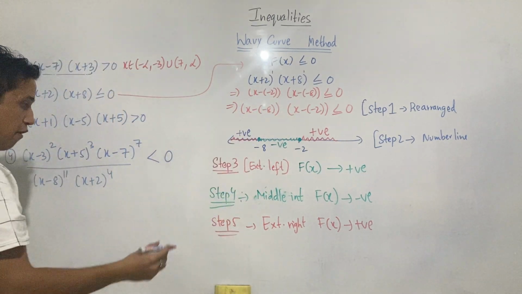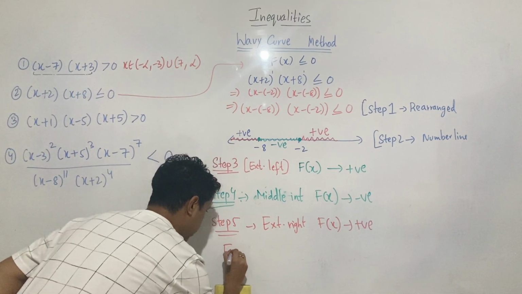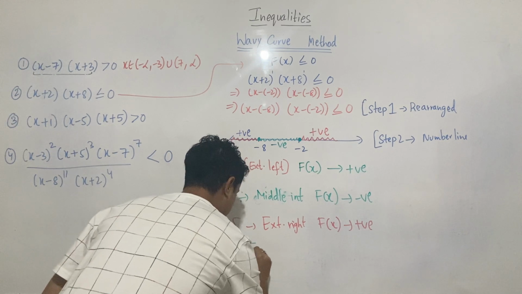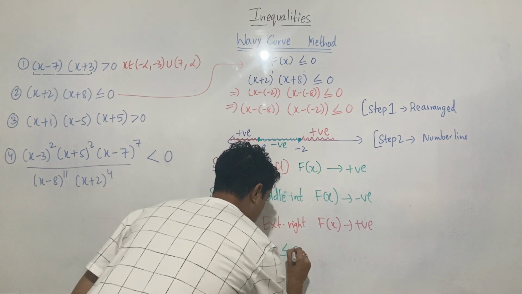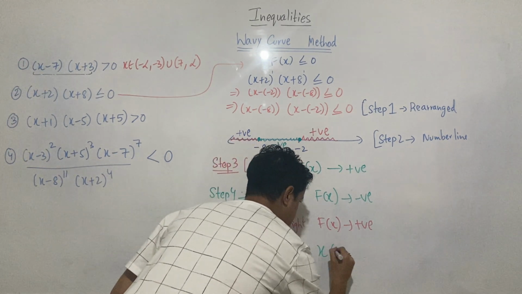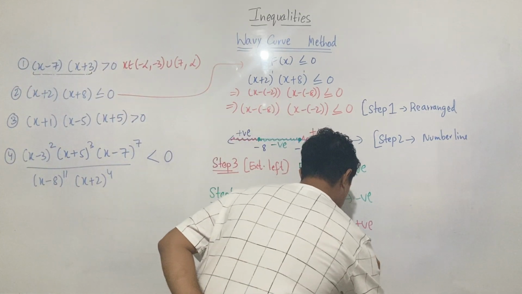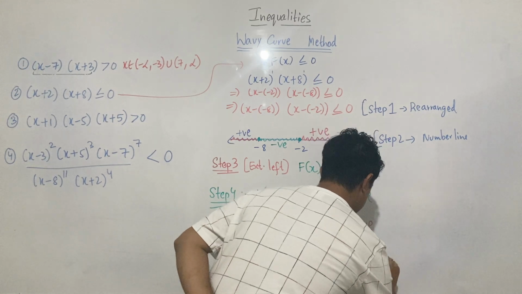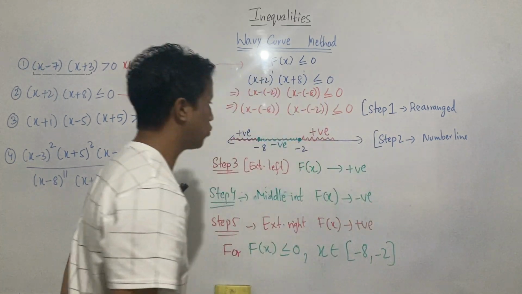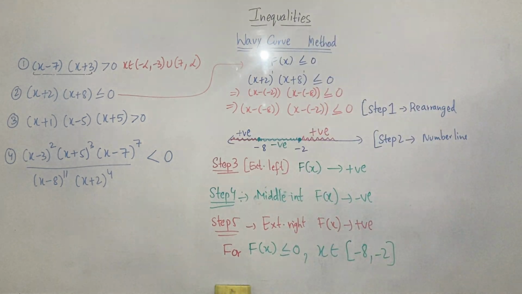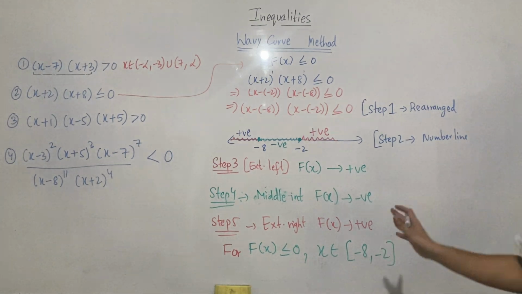Okay, so for your f(x) less than or equal to 0, your x belongs to minus 8 to minus 2, closed interval. Why? Because I have to include these 2 points, right? Please have a look. Okay, it's very, very easy.